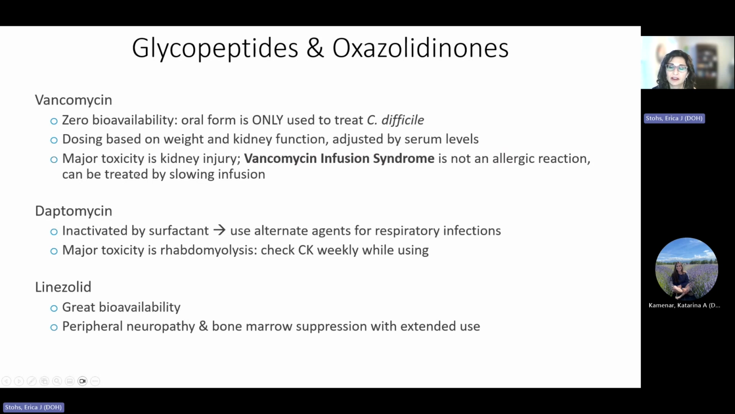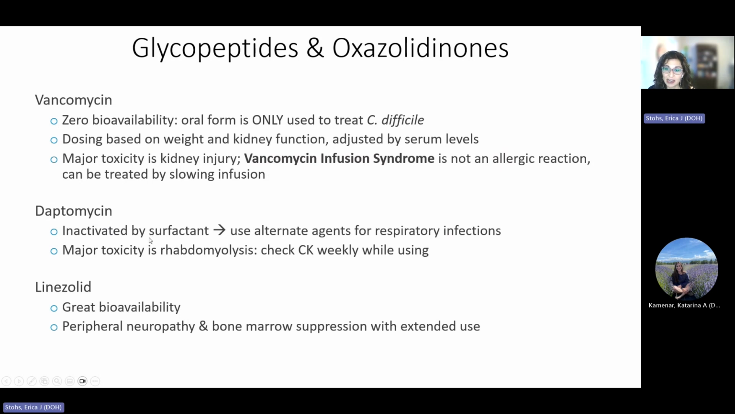And then the big toxicity, like I mentioned, is kidney injury. There is a syndrome called vancomycin infusion syndrome. It was formerly known as red man syndrome or red person syndrome. This is actually not an allergic reaction, but a histamine release that can be avoided by just slowing down the infusion. So these are important caveats to know about vancomycin.